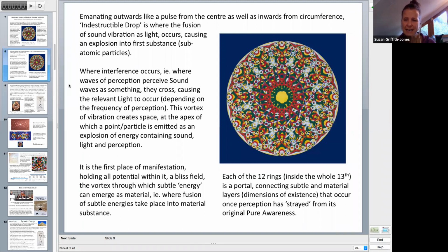And each of these 12 rings, inside the one ring, which is the 13th, is a portal connecting subtle and material layers, dimensions of existence, that occur once perception has strayed. And I use that word loosely because the quality of perception is completely part of, inherent to, pure awareness, but it's the quality of perception that creates this possibility of the whole of manifest reality coming into being.